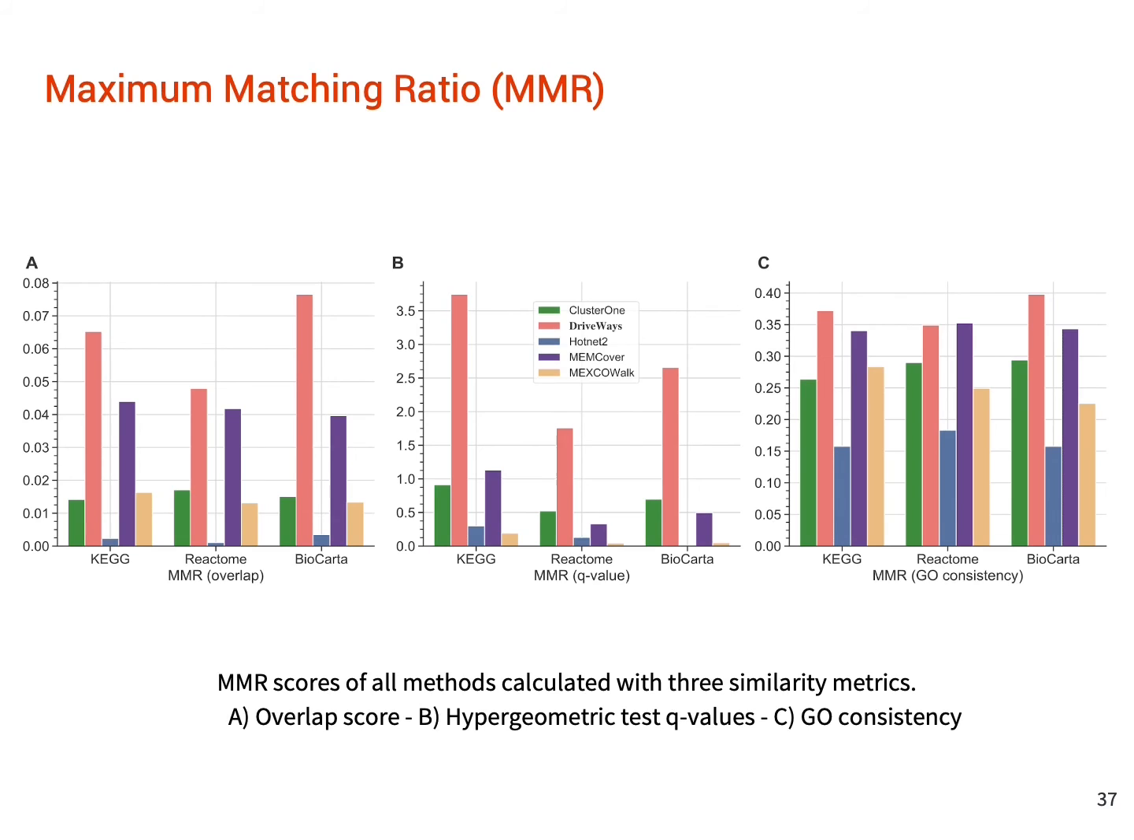Here, each of the plots is for a similarity measure. In the y-axis, we have the MMR score, and in the x-axis, we have the reference pathways. As you can see here, DriveWays outperforms all the other methods except for GO consistency similarity measure for Reactome, where it is tied with the MEMCover method.